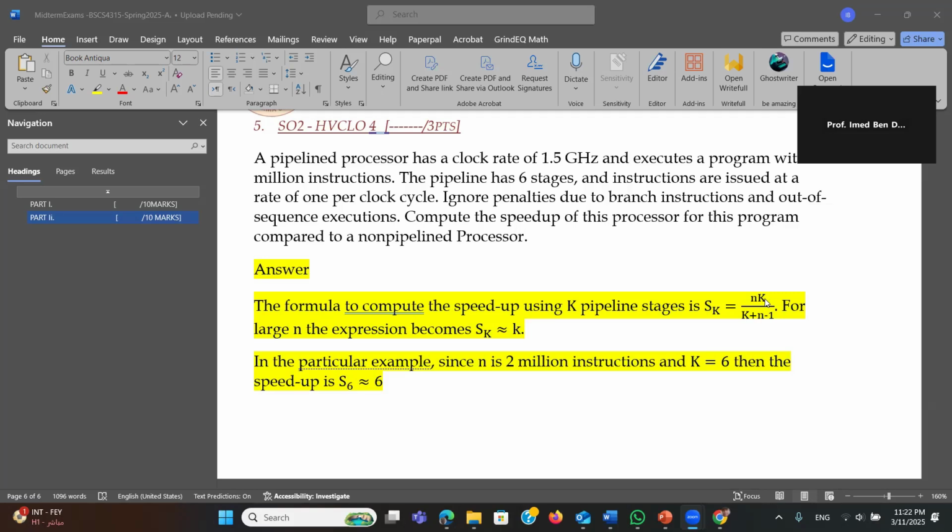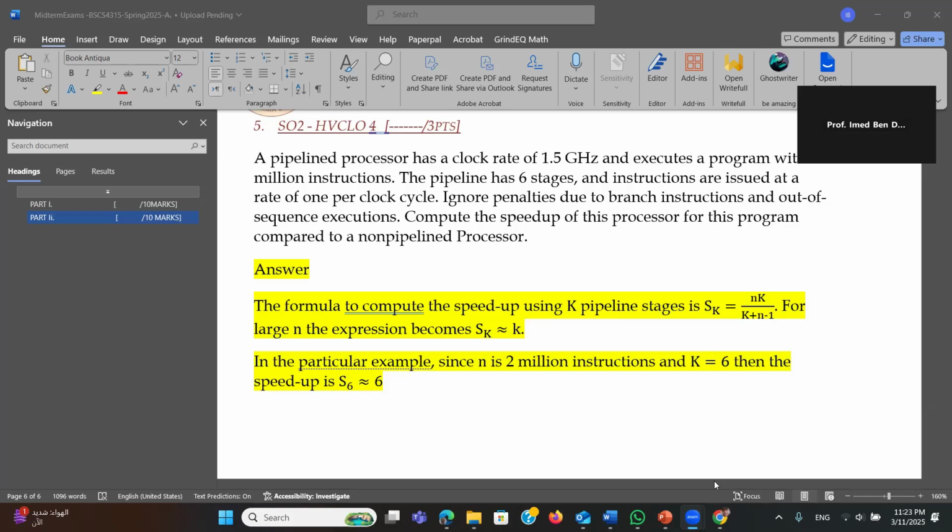In our case, k is equal to 6, and n is equal to 2 million. As you can see, n is larger compared to k, which means that the denominator k plus n minus 1 can be approximated by n minus 1, and n minus 1 can also be approximated by n. So in total, the speed up will be approximately k. For this particular example, the speed up will be equal to 6. That means the pipeline version of the processor will be 6 times faster than the non-pipeline version. This is a very simple question and also a very simple answer.